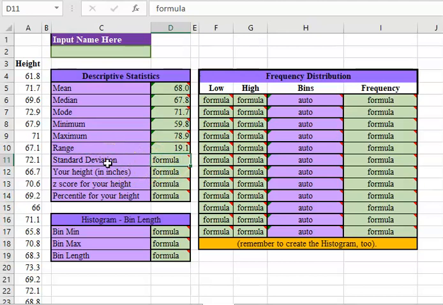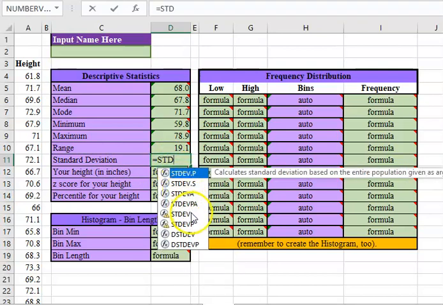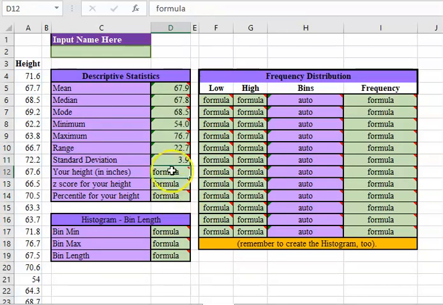Standard deviation is a measure of how spread out the numbers are. Standard deviation decreases as the numbers get closer to each other, and the opposite is true. So to find the standard deviation, just enter equal, type in std. I'm going to select this STDEV function, enter the whole data set. Standard deviation is 3.9. I'm going to enter my height, 66 inches.